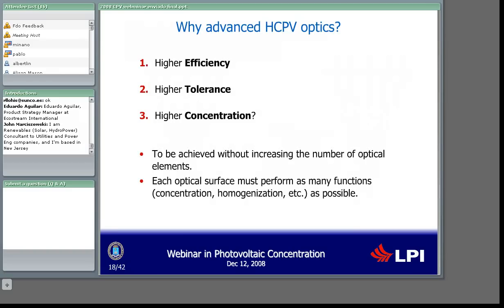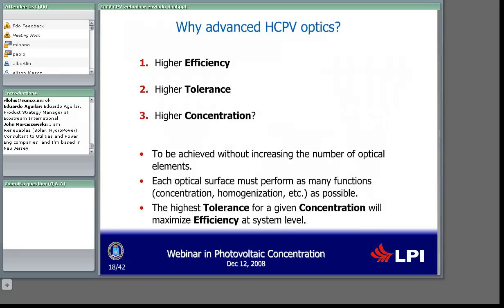Secondly, it would be possible with advanced optics to make each optical surface perform as many functions as possible, such as concentration, homogenization, etc. And if you decide to use a certain concentration level that has to do with your cell cost, the best option would be to have the highest tolerance in your system to maximize the efficiency at systems level.